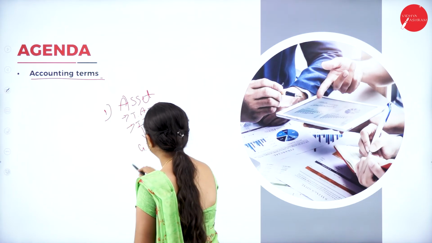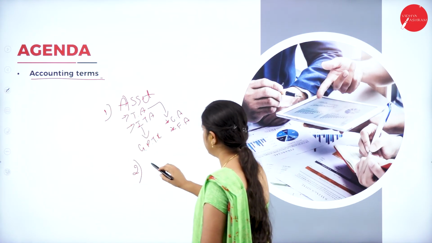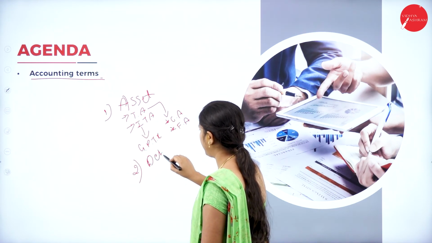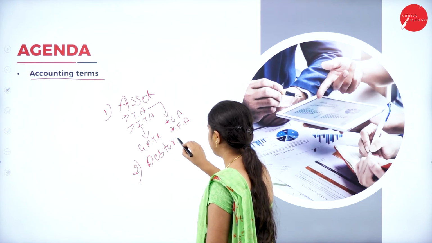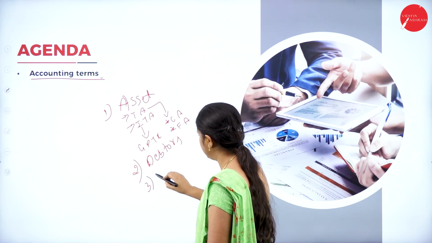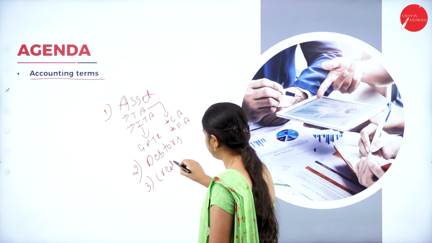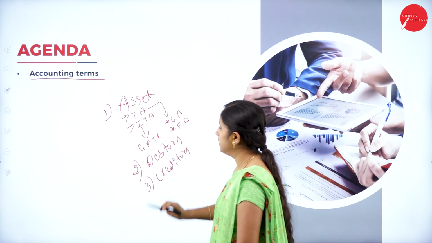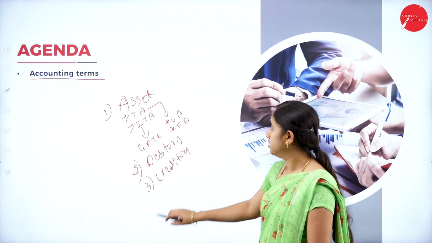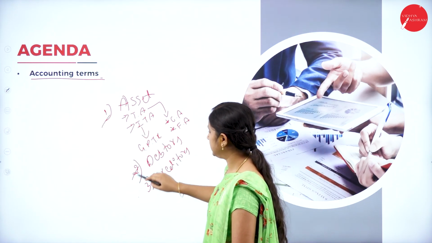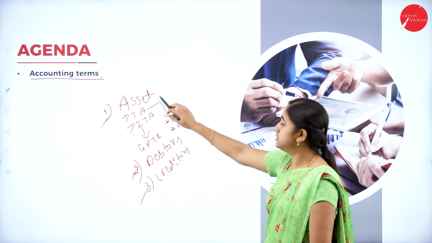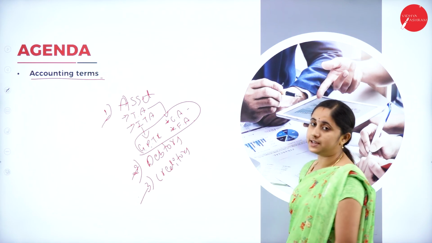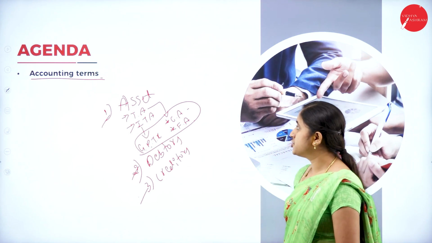Next, debtors and creditors. In today's session, we just learned 3 terms. Under the assets, we have subclasses. This is all about today's session.